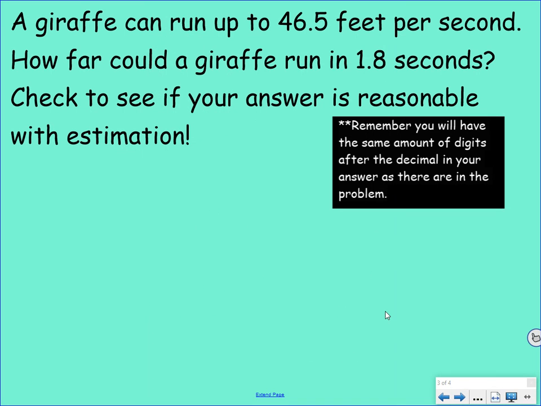All right, so here we have a word problem. And once again, we will be multiplying 2 decimals, and we want to ignore the decimals, multiply the numbers, and then put our decimal back in and check to see if it's a reasonable answer. So a giraffe can run up to 46 and 5 tenths feet per second. How far could a giraffe run in 1 and 8 tenths seconds? I really didn't know that giraffes could run that quickly. All right, not to get distracted, how do I know that this is a multiplication problem?